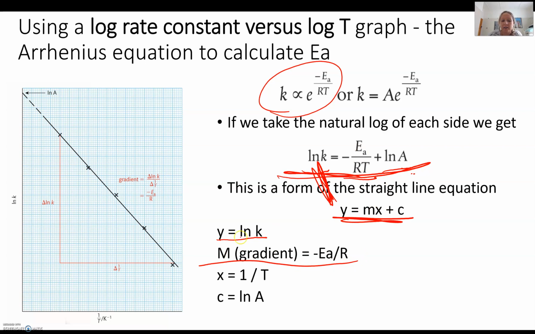Okay, so the gradient is negative EA over R. X is 1 over T. Yep, there's your x, and also log k, that was the y, so just putting those into perspective. And then your y-intercept is going to be log A. So hopefully you can see how we've got that equation derived, so it matches.